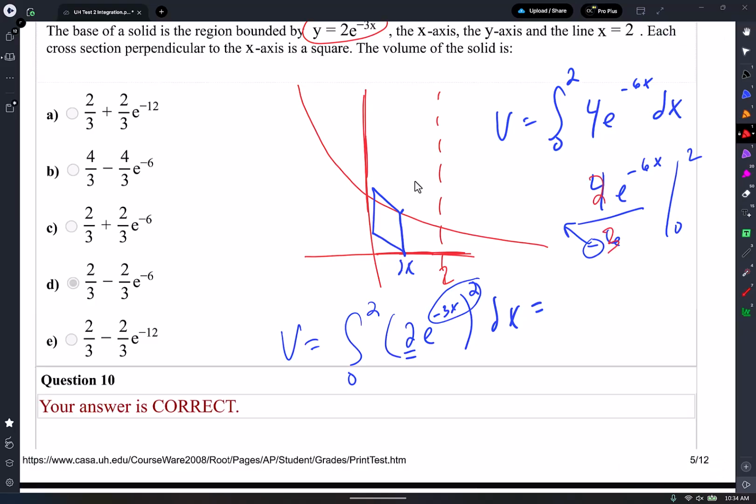So here it is. Negative 2/3. I'll put it right here. Negative 2/3. Upper minus lower. E to the negative 12. Negative 6 times 2. Minus, what's e to the 0? 1. There it is. So let's find that answer first. They don't have it like that. Distribute that. That's if you have a polynomial. This is an exponential. Negative times the negative is a positive, so 2/3 minus 2/3 e to the negative 12.